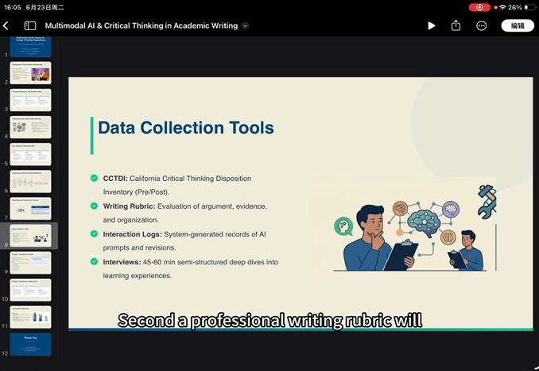Second, a professional writing rubric will evaluate their arguments, evidence, and organization. Third, we will collect interaction logs to see exactly how students prompt the AI. And fourth, we will do 45 to 60-minute interviews to capture their personal learning experience.